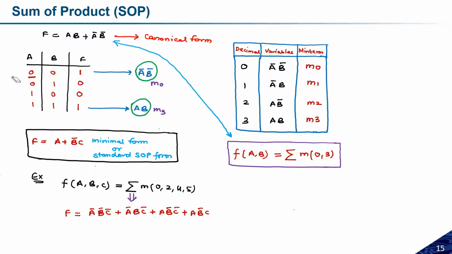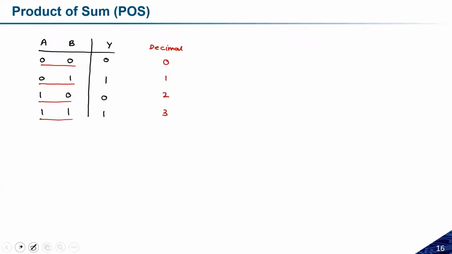So let us try to use a similar concept on the second kind of representation, which is the POS. What I have to do here: if A is equal to 1 and B is equal to 1, then this will not be the complement. If we look at the previous one, previously we used to write A complement for 0.